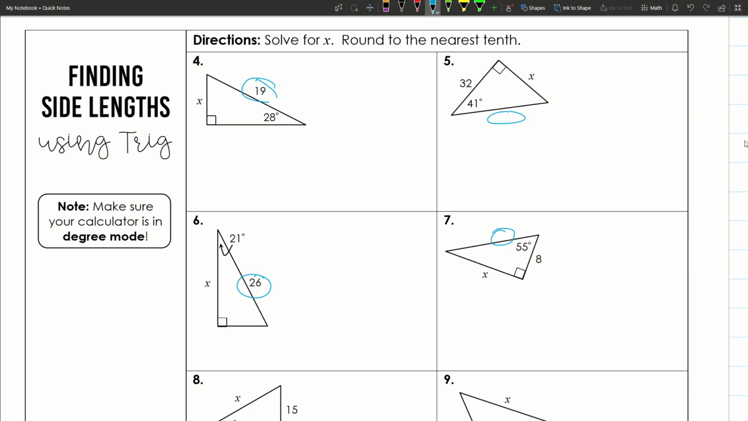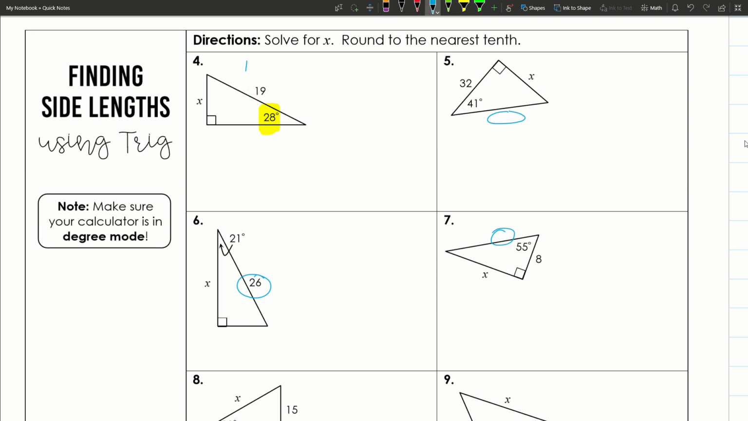Now, this time they don't tell us where we need to start. They didn't tell us use sine of 32 or sine A. We're going to start with whatever angle they gave us that is not the right angle. They gave us angle 28. That's where we're going to sit at. That's where we're going to start looking.